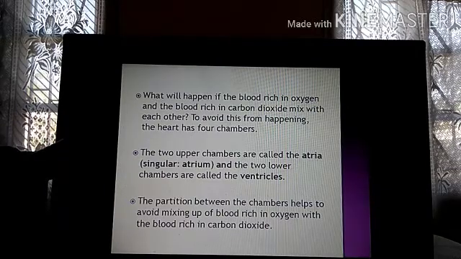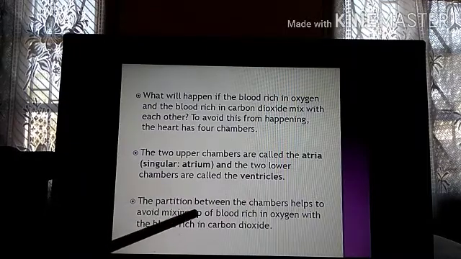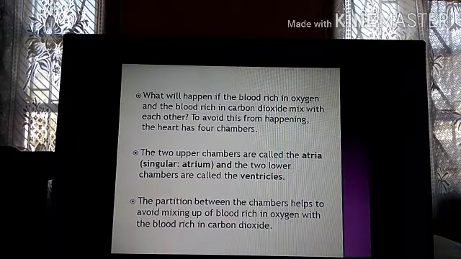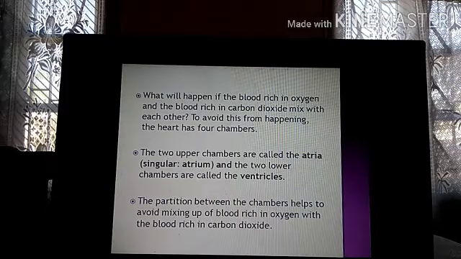So the partition between the chambers helps to avoid mixing up of the blood rich in oxygen with blood rich in carbon dioxide. So there is a wall. Partition means there is a wall between the chambers. So this wall will help to avoid the mixing of blood rich in oxygen and blood rich in carbon dioxide.